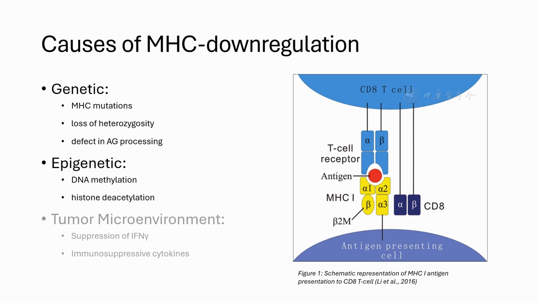Additionally, the tumor microenvironment is characterized by hypoxia and a high concentration of immunosuppressive cytokines such as TGF-beta and IL-10. As a result, gamma interferon production is low, which normally induces the expression of MHC-1.